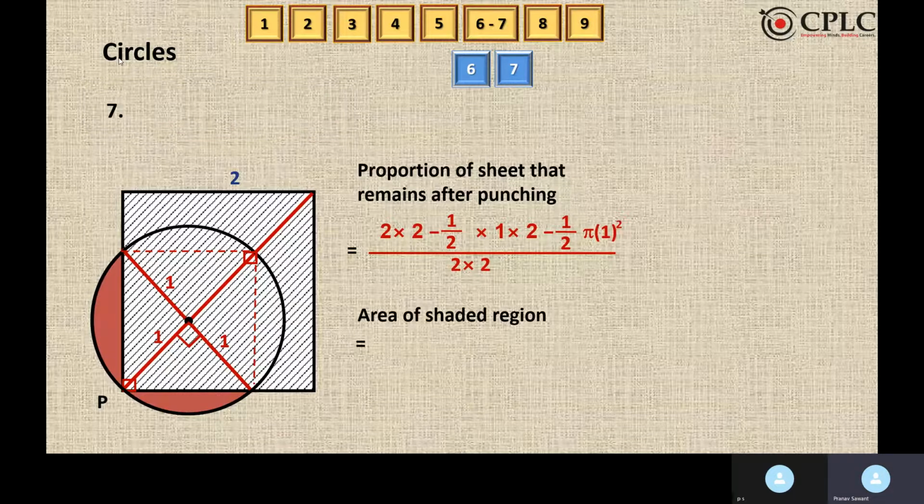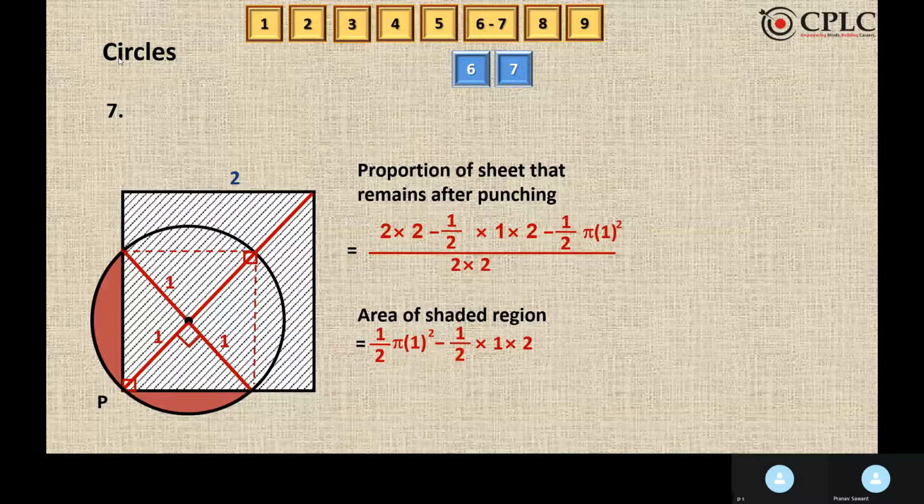Seventh question says, find the area of the shaded region. So for that, we'll have to find the area of the shaded part. It is going to be the area of the circle, that is 1 by 2 pi r square, minus the area of the unshaded part, that is minus 1 by 2 into 1 into 2. After solving this, we'll get the answer as pi minus 2 upon 2, that is option 4.